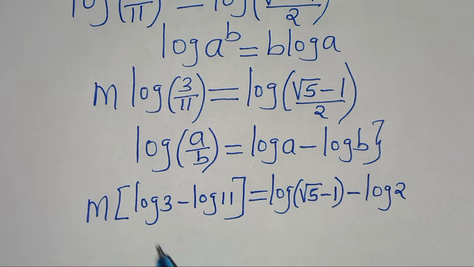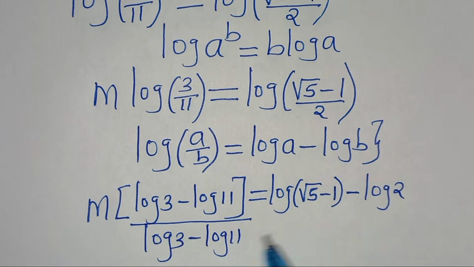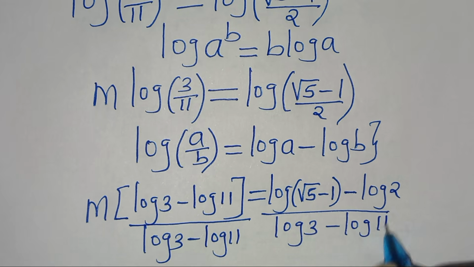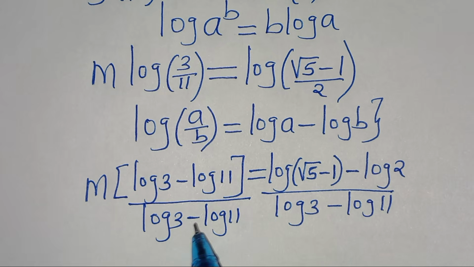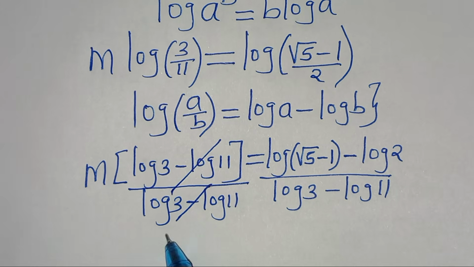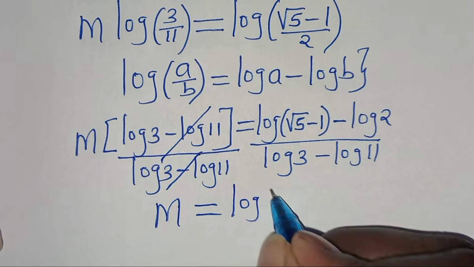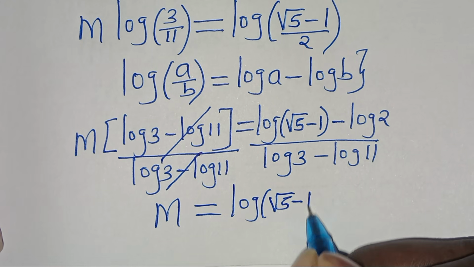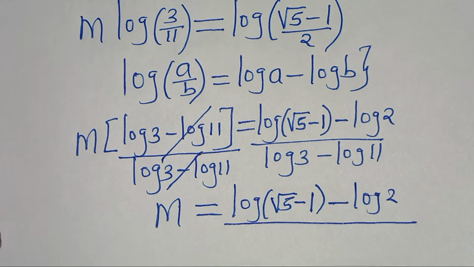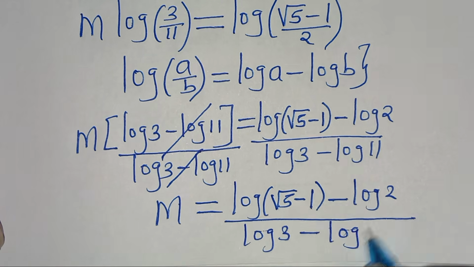Now, let's divide both sides by log 3 minus log 11. Here we have log 3 subtract log 11. Now, let's simplify here, so that now m is equal to log square root of 5 subtract 1 minus log 2, everything here divided by log 3 subtract log 11.